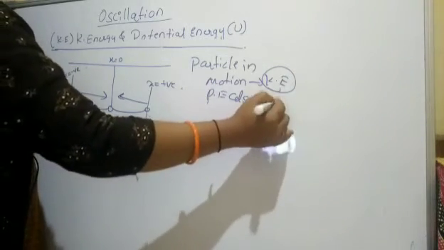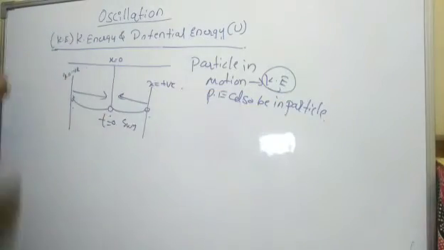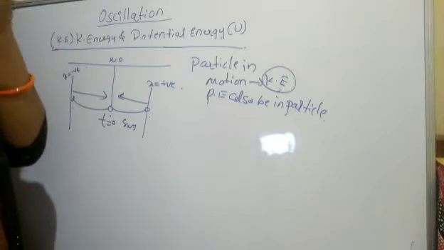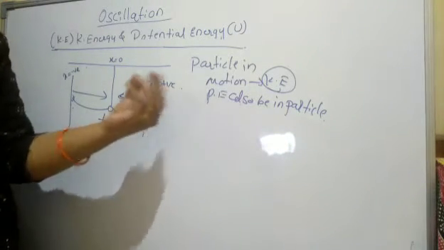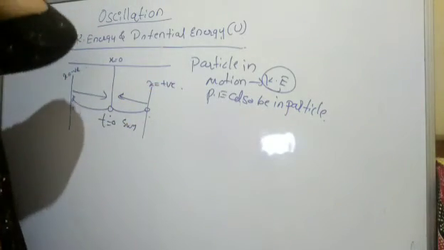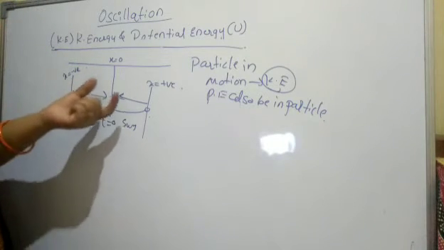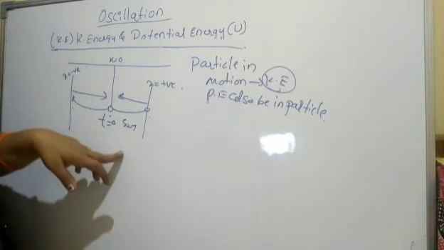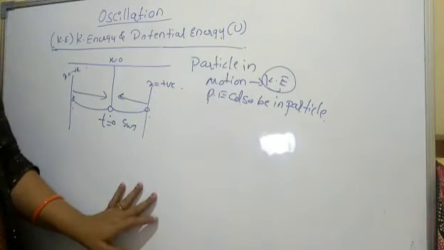Experienced by the particle, right? So when potential energy and kinetic energy are experienced by the particle, then the total energy of the particle is the sum of the kinetic energy and the potential energy. So here in simple harmonic motion, the kinetic energy and potential energy experienced by the particle both are conserved here.